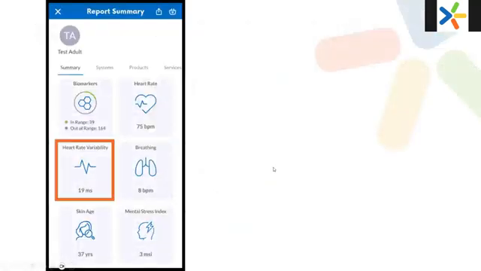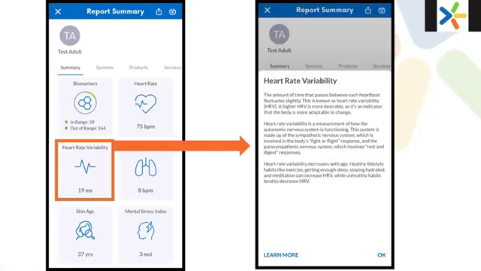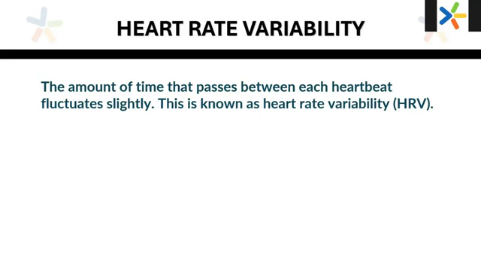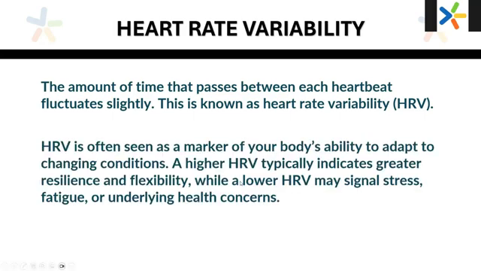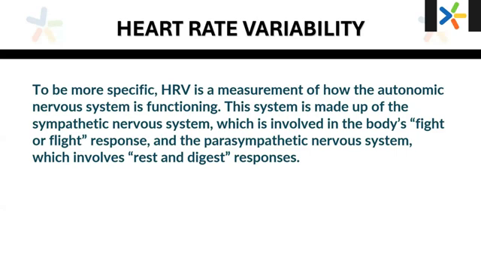And next on the report summary is heart rate variability. And again, if you touch it with your finger, it'll bring this up. Heart rate variability, what is it? The amount of time that passes between each heartbeat fluctuates slightly, and this is known as heart rate variability, HRV. HRV is often seen as a marker of your body's ability to adapt to changing conditions. A higher HRV typically indicates greater resilience and flexibility, while a lower HRV may signal stress, fatigue, or underlying health concerns. To be more specific, HRV is a measurement of how the autonomic nervous system is functioning.